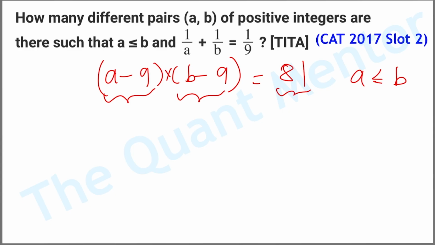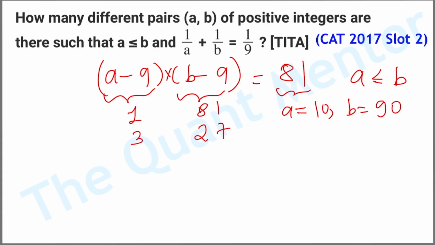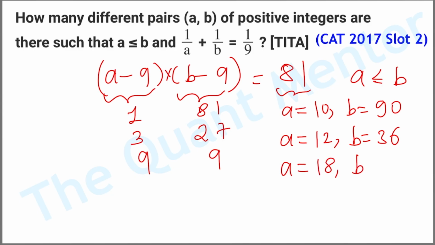So now the left hand side is product of two numbers and right hand side is 81. So let's factorize 81. One possibility is 1 and 81. So you get a as 10 and b as 90. This is one possible solution. What if I write 81 as 3 into 27? So a minus 9 will be 3 or a will be 12. B minus 9 is 27, so B is 36. The next possible solution is, let's take both 9 and 9 each. So A minus 9 would be 9, giving you A as 18, and B minus 9 is also 9, giving you B as again 18.